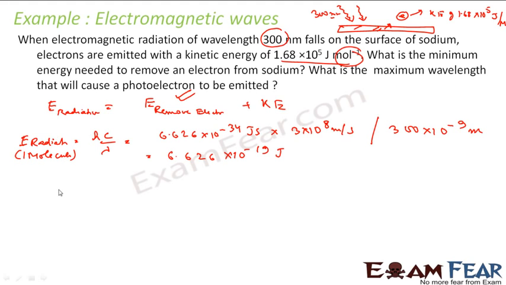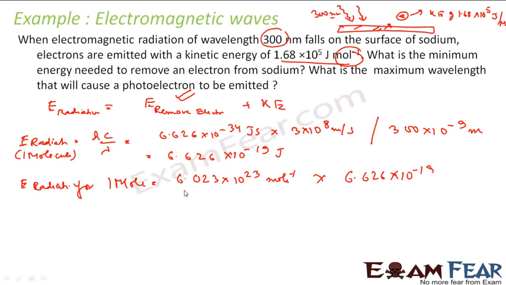But the kinetic energy is given per mole. So let's convert this into per mole. So let's write the energy of radiation for 1 mole. For 1 mole, it will have this 6.023 into 10 to the power 23 per mole, into, we will multiply with this energy we have got, 6.626 into 10 to the power minus 19, right? Because 1 mole has this many molecules. So what you will get is 3.99 into 10 to the power 5 joule per mole. So the energy in joule per mole for this radiation is 3.99 into 10 to the power 5.